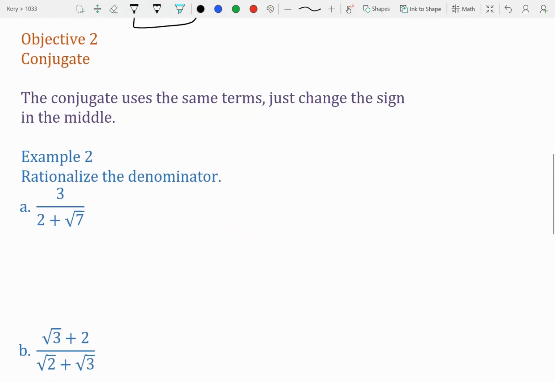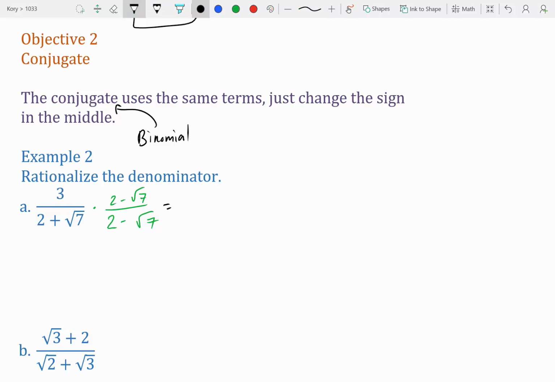Alright, objective 2, conjugate. The conjugate uses the same terms, just change the sign in the middle. So when you have a binomial, that's two terms, you need to use the conjugate. So the conjugate, again, is the same thing, just change the sign in the middle.